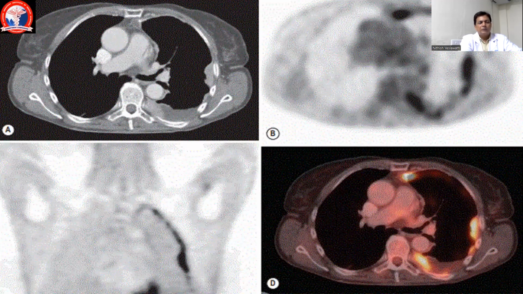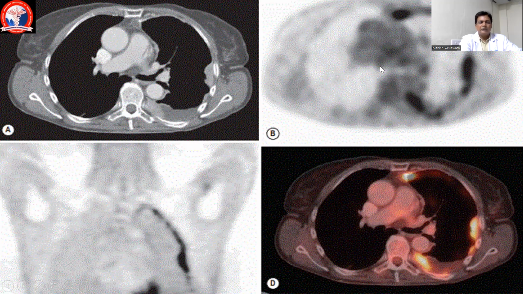See, here again irregular thickening of pleura is seen. This is enhancing, irregular walled pleura. This is a case of malignant mesothelioma. Here, the first is a contrast enhanced CT scan image. B image is a PET image. B and C: this is the axial image and this is the coronal image.